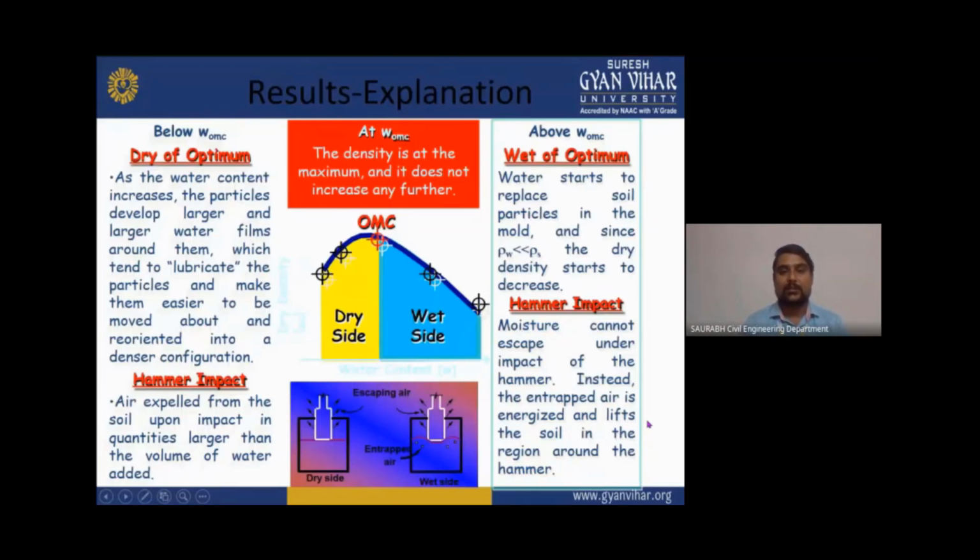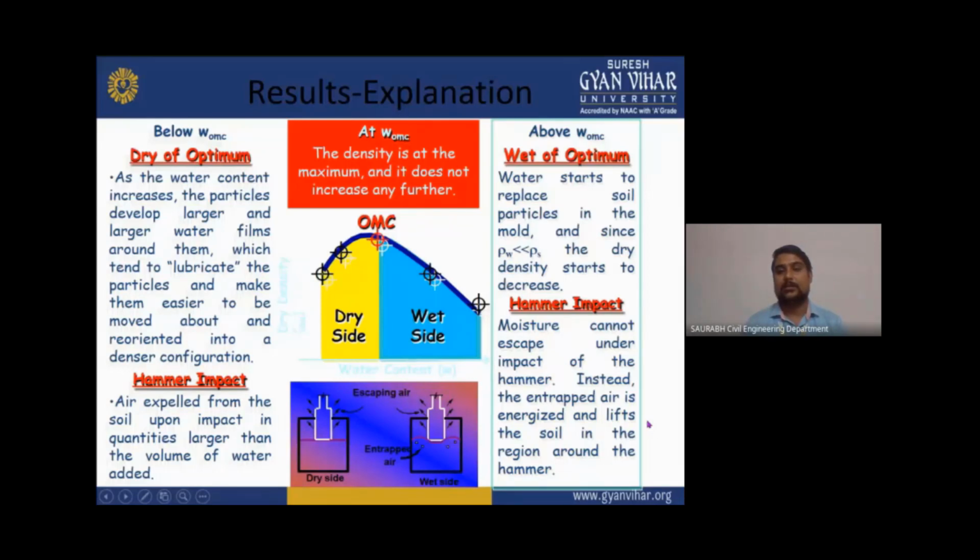Now we will see the results. What will be the results dry of optimum? As the water content increases, the particles develop larger and larger water films around them, which tend to lubricate the particles and make them easier to be moved about and reoriented into a denser configuration. Here is also the hammer impact. Air is expelled from the soil upon the impact in a quantity larger than the volume of water added.